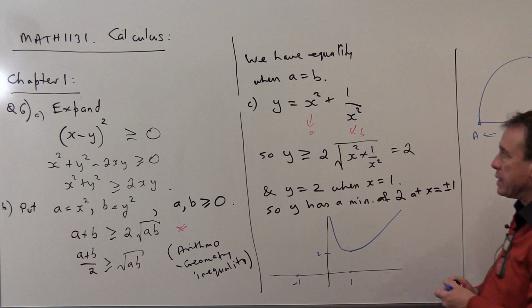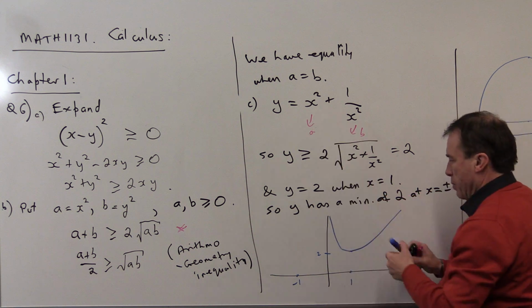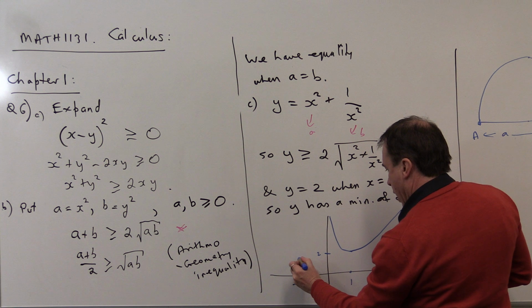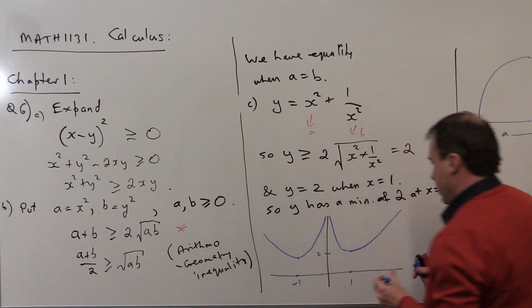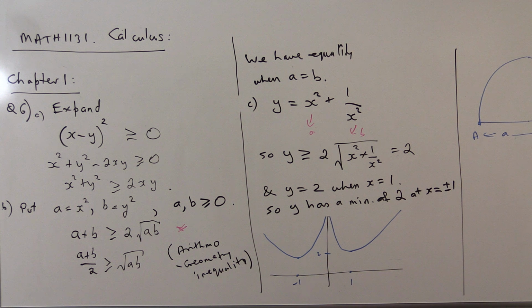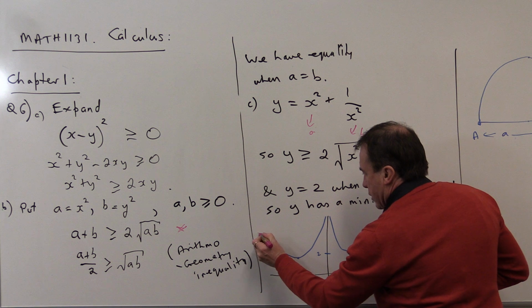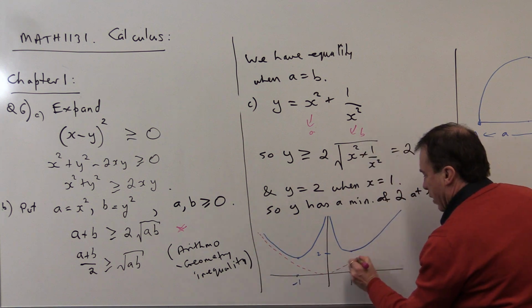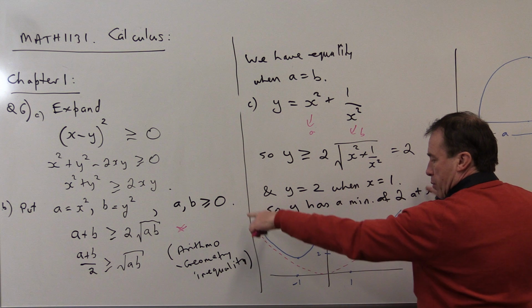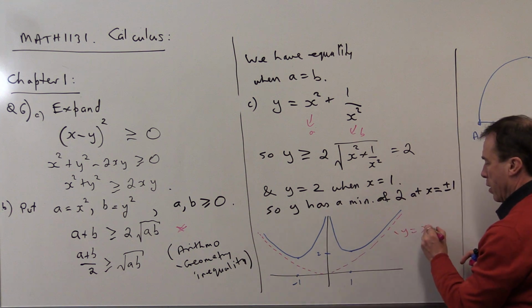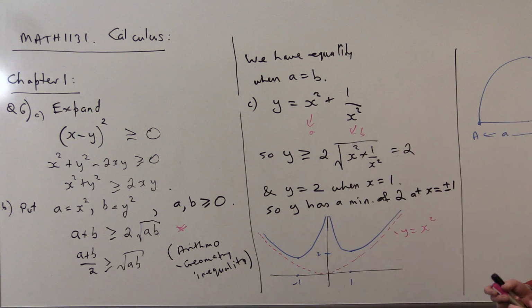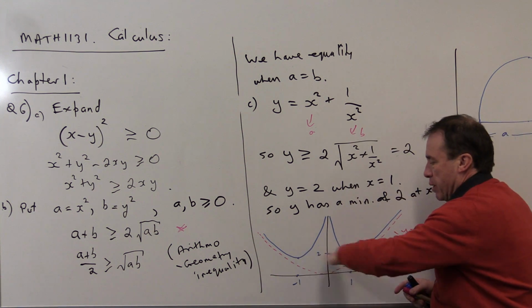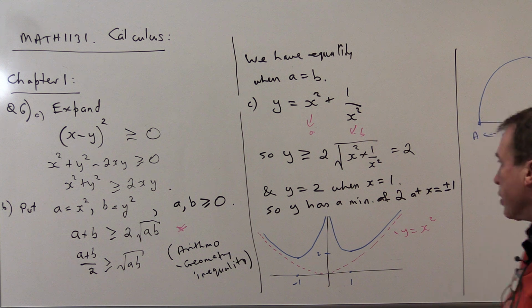And notice also it's an even function. If you replace x with minus x, then nothing happens. And so it's an even function, so you can copy it on the other side. And so the graph looks like that. And you might like to think of drawing in some kind of dotted asymptote here. This is getting closer and closer to, as I move this way, the line y equals x squared. So this blue curve, in fact, is the graph of this function, and we can see that it's got a minimum of 2 at x is plus or minus 1.